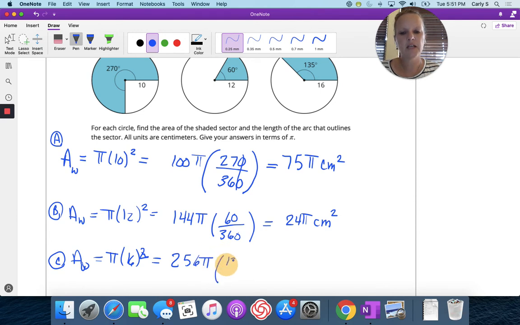And the portion that's shaded is 135 degrees. The whole circle is 360 degrees. That's just giving you a proportion. So 256 times 135 divided by 360 is 96 pi centimeters squared. Cool? Cool. All right. I'm going to erase all of this now so that we can talk about the arc length. All right, so why don't you push pause and write this down, and we'll continue in a second.